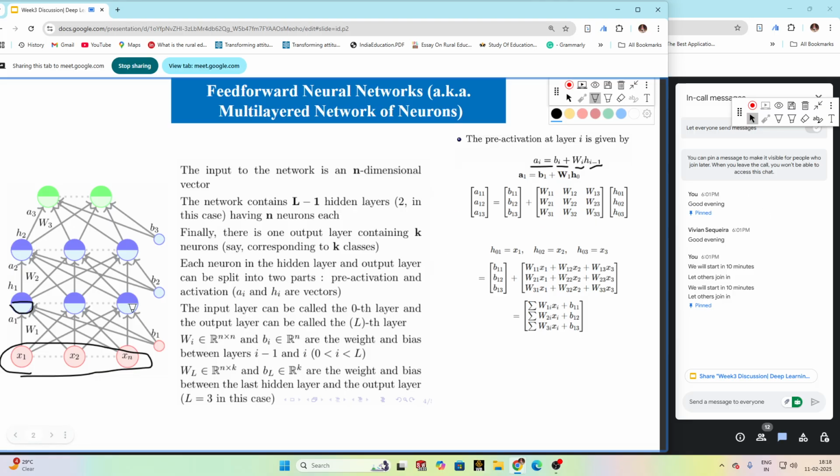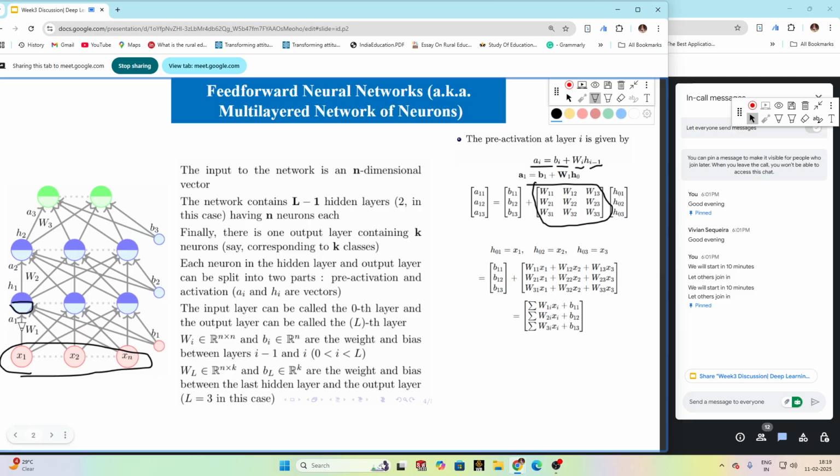Similarly for this third neuron. By this we are writing the W1 matrix, and when we have the W1 matrix, we have HO1 as x1, HO2 as x2, and HO3 as x3. Then we just multiply weight into input plus the bias, which gives you the output. That is very similar to what you have seen in the perceptron neuron. That is how we get the pre-activation output of the neuron.